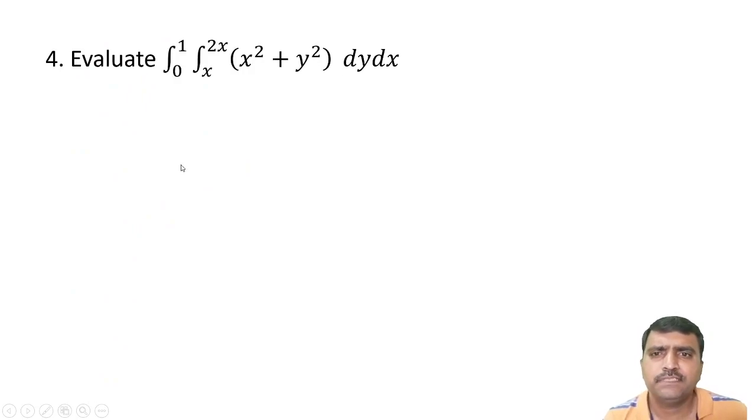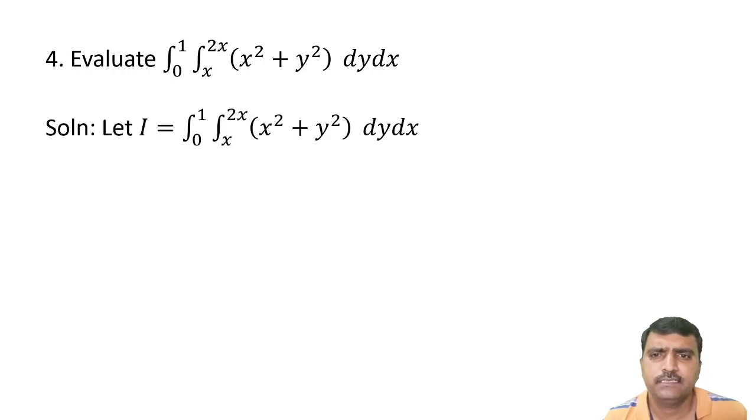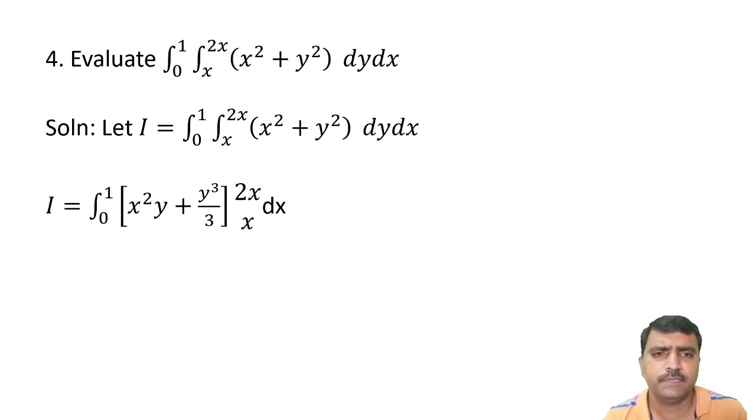Here's one more problem of the same type. Integration from 0 to 1, x to 2x, of x square plus y square dy dx. So here you take I is equal to integral from 0 to 1, x to 2x. First we have to integrate this with respect to y. So it is x square into integration with respect to y. X square is a constant, integration with respect to y is y, plus integration of y square is y cube by 3. And its limit is from x to 2x.